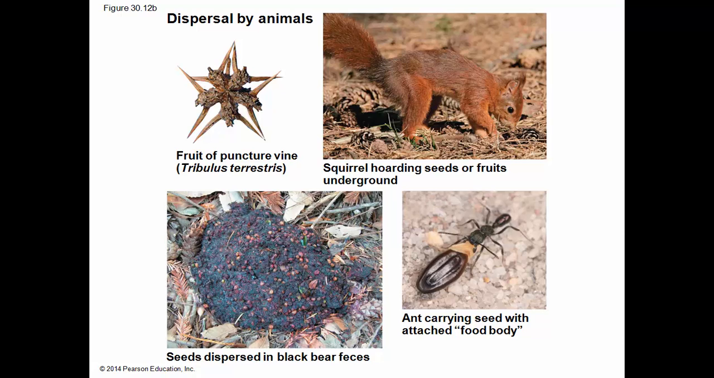Here are seeds dispersed in black bear feces. I did a study on coyotes in West Virginia one time, and part of that study was collecting coyote feces, and we did find a lot of chokecherry and a lot of other native berries in the feces of the coyotes that were in the area.